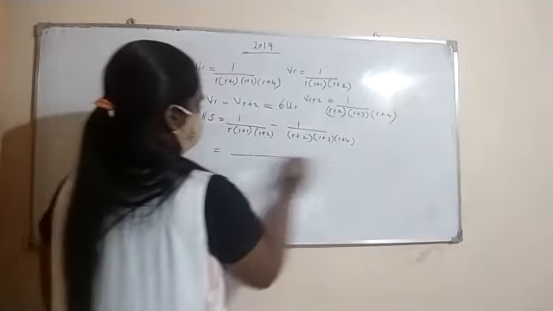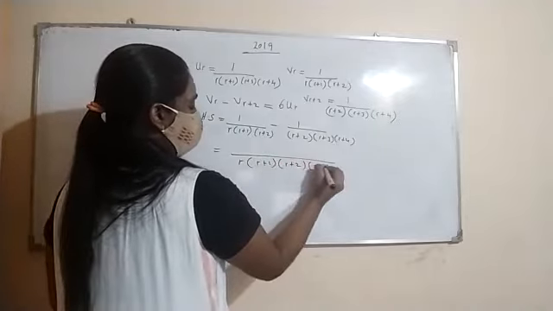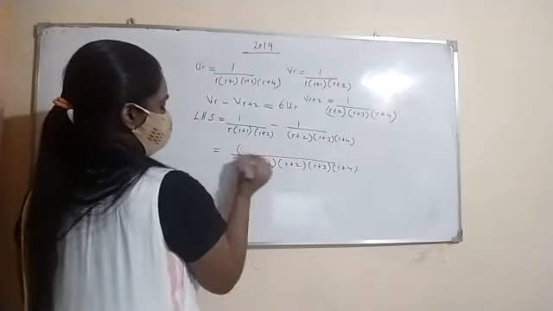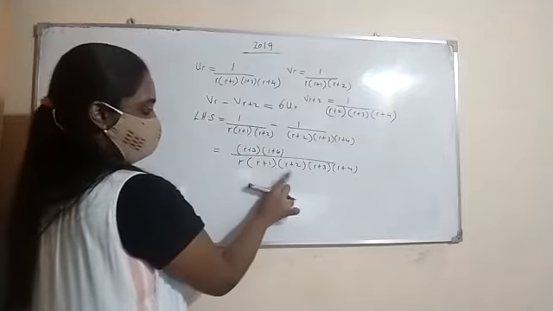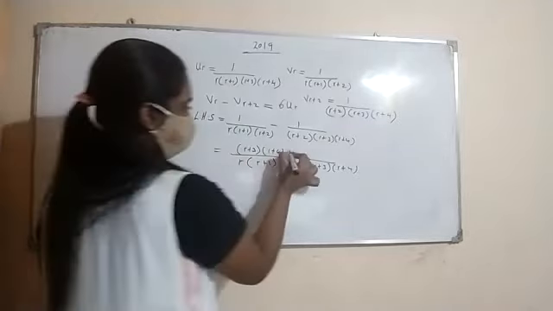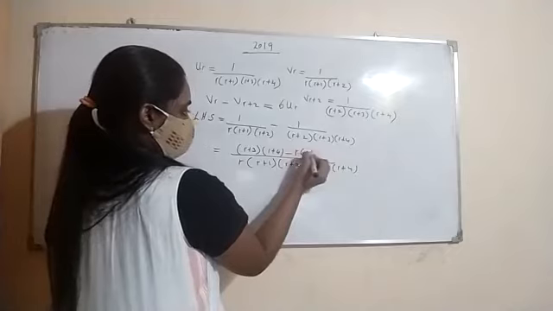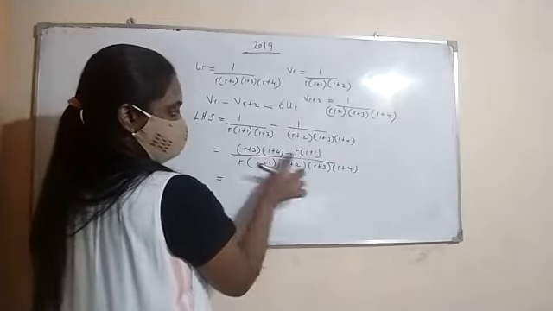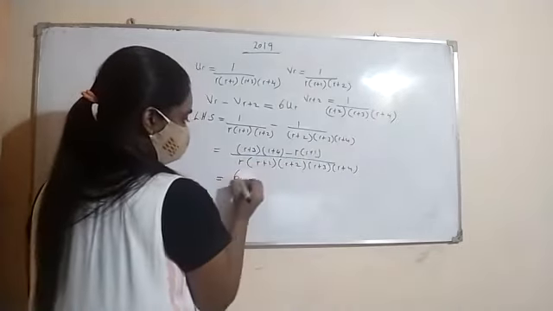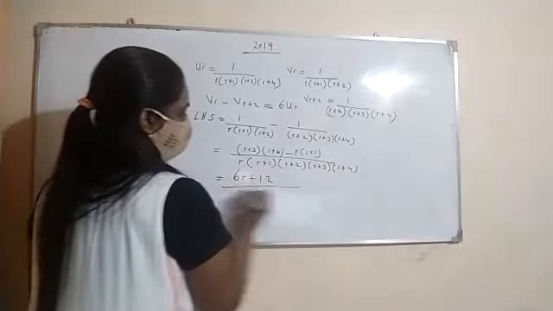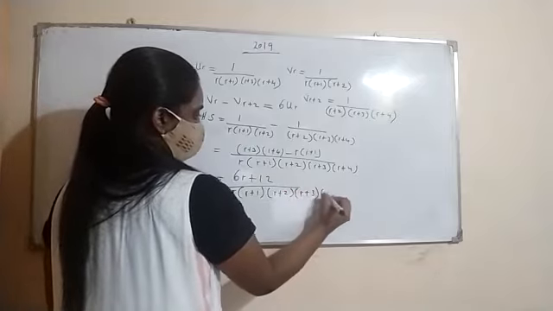So I can take the LCM: R into R plus 1 into R plus 2 into R plus 3 into R plus 4. So multiply this by R plus 3 into R plus 4, since we have R plus 1, R plus 2 here. Then here we have R plus 2, R plus 3, R plus 4, so multiply by R into R plus 1. When you simplify this, R square gets cancelled. So 3R plus 4R, 7R, minus R, that is 6R plus 12 here, over R into R plus 1 into R plus 2 into R plus 3 into R plus 4.